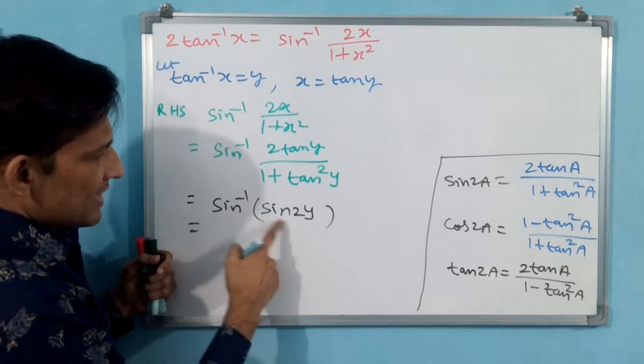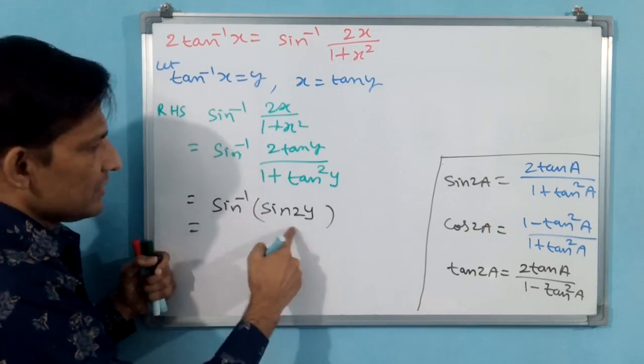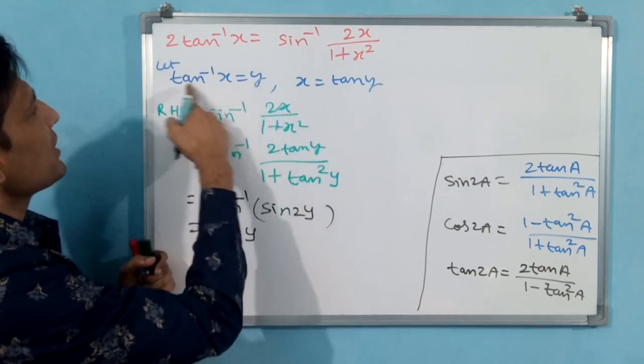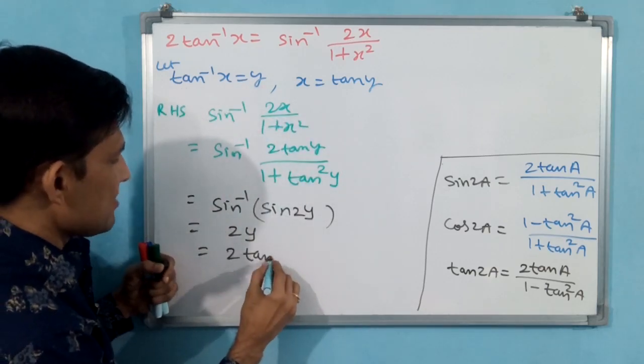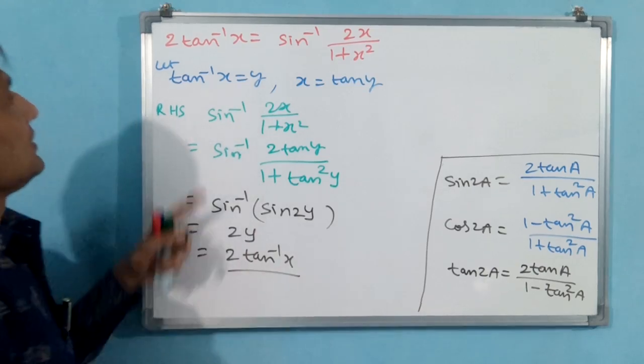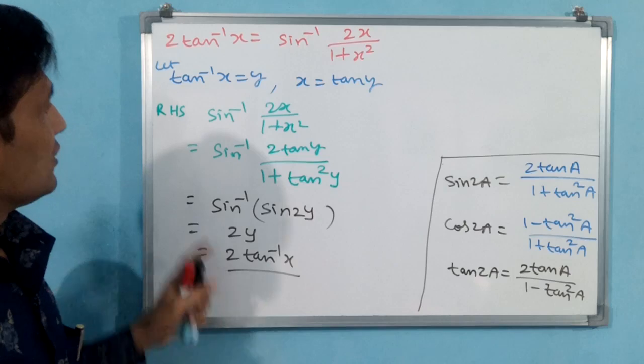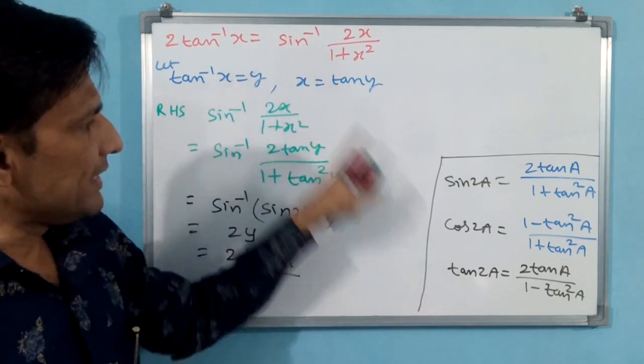That means sin inverse and sin are going to get cancelled, leaving 2y. Y, what you have taken? Y you have taken as tan inverse x. So it is 2 tan inverse x. Is it the LHS, you see? Okay. This is the proof for sin.